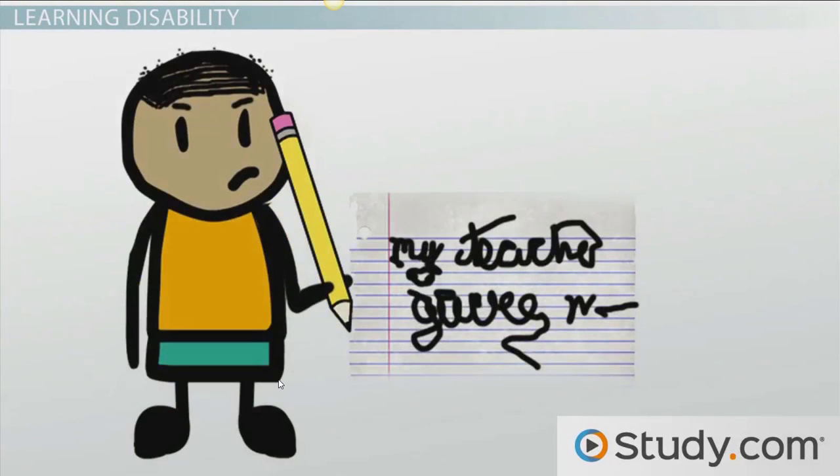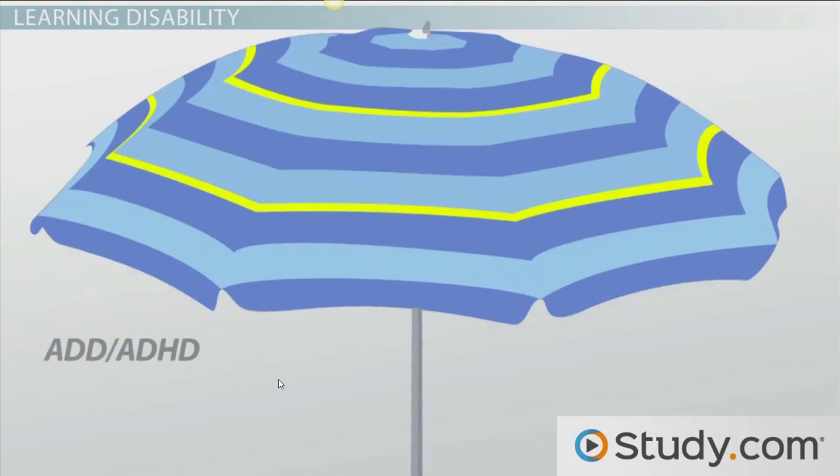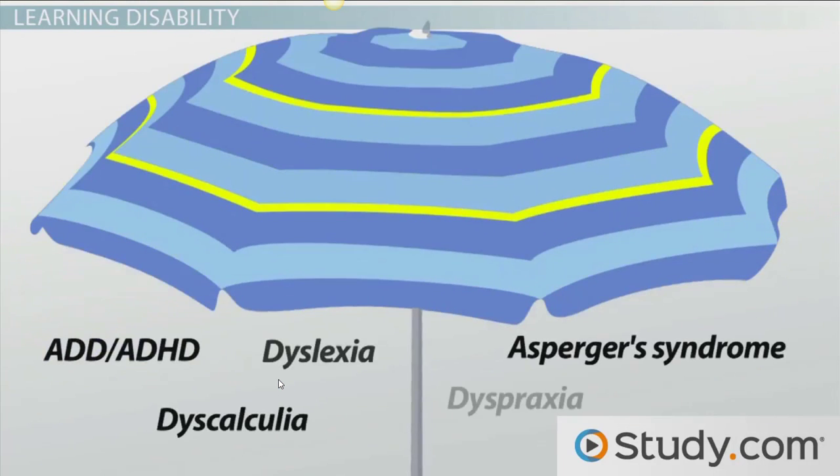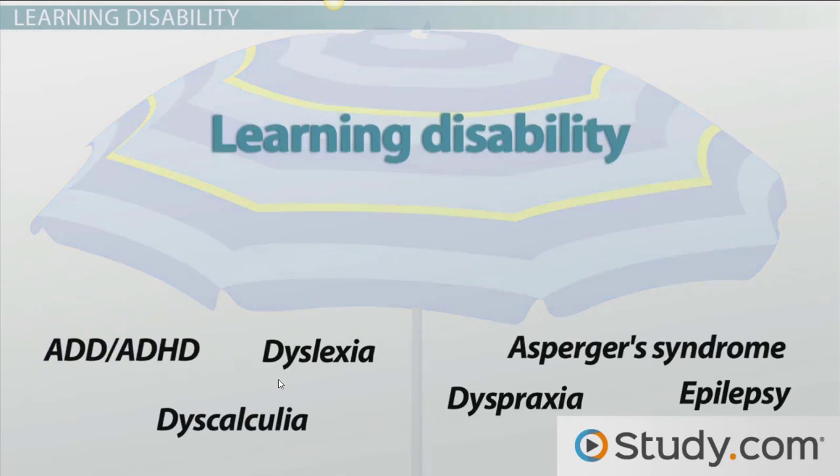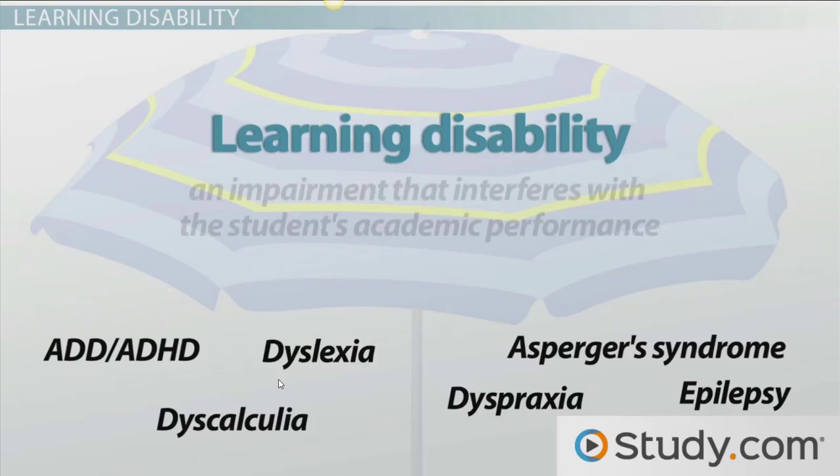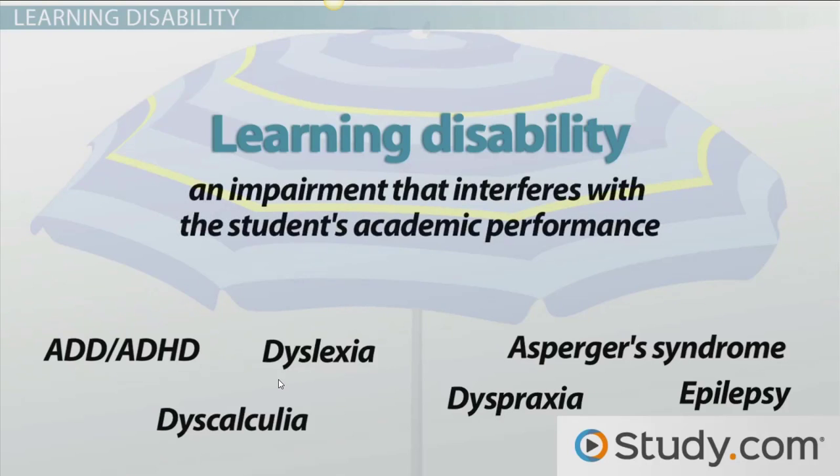Some individuals have difficulty concentrating, while others have difficulty with motor skills. There are many different types of learning disabilities, and as such, the term learning disability should be thought of as an umbrella term used to describe a student who doesn't learn in the mainstream way. Specifically, a learning disability is defined as an impairment that interferes with the student's academic performance.